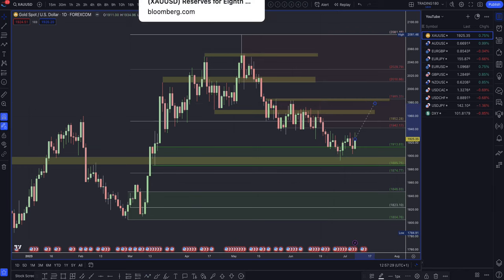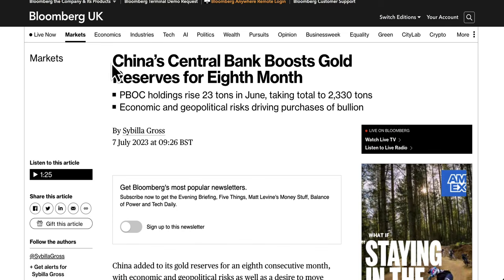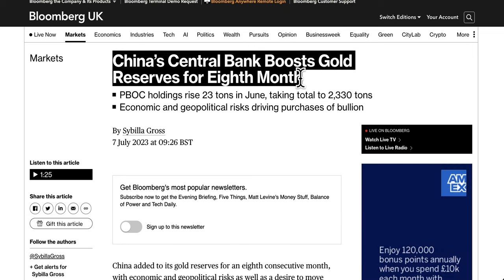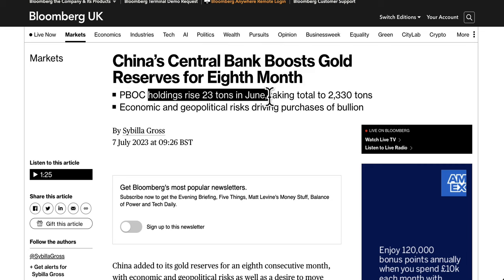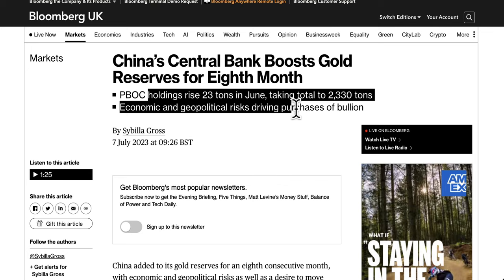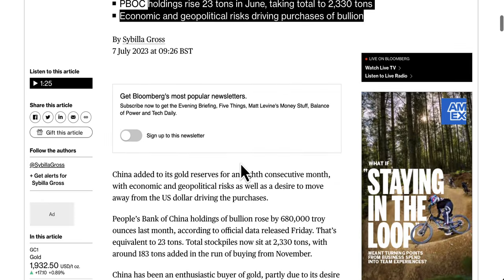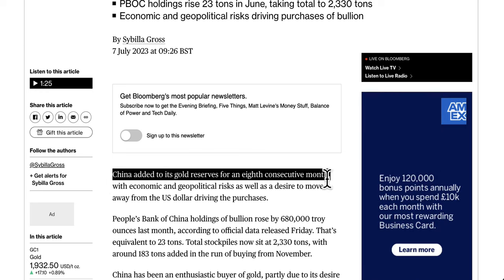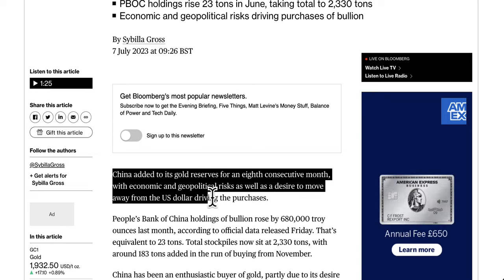One of the things fundamentally happening with gold is that China's central bank boosts gold reserves for the eighth month. People's Bank of China holdings rose 23 tons in June, taking the total to 2,330 tons. Economic and geopolitical risks are driving purchases of bullion. So you've got China adding to its gold reserves for an eighth consecutive month, with economic and geopolitical risks as well as the desire to move away from the US dollar driving purchases.